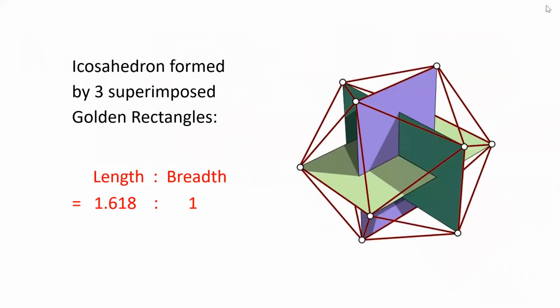And to end with one more slide, this is a very beautiful coming together also of the golden proportion, where if you take 3 what we call golden rectangles fitted into each other as shown, and the ratio of the length to the breadth is 1.618 to 1, and we connect up the vertices, we actually make an icosahedron as well, because it of course has this pentagonal symmetry also.